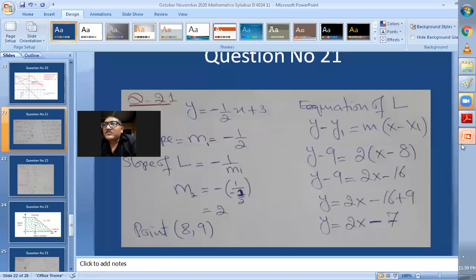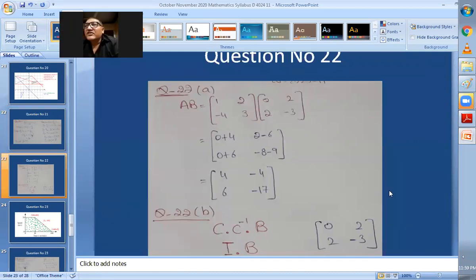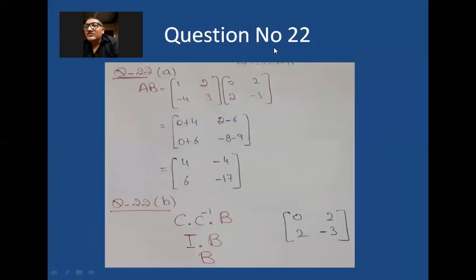From the first matrix, we always take the rows, and from the second matrix, we always take the columns, and we multiply them. So from the first I will take the rows, and from here I will take the columns. 1 multiplied by 0 will be 0, 2 multiplied by 2 will be 4, so they will add up. Then 1 multiplied by 2 will be 2, 2 multiplied by -3 is -6, so they will add up: 2 minus 6.